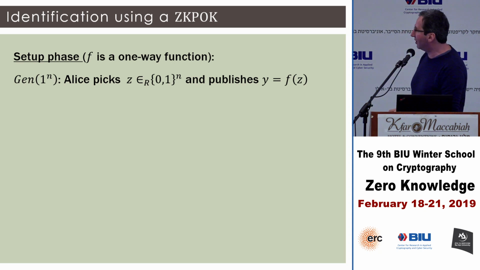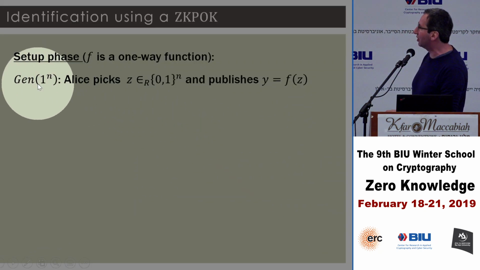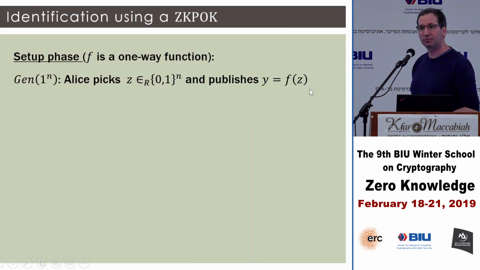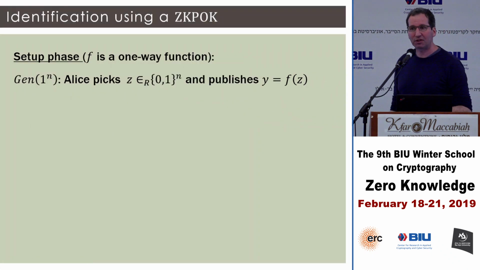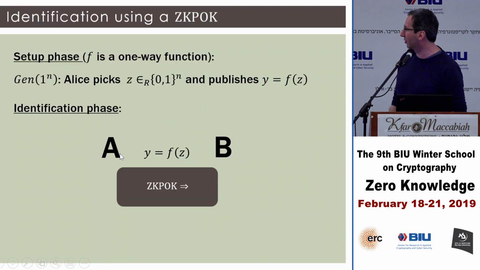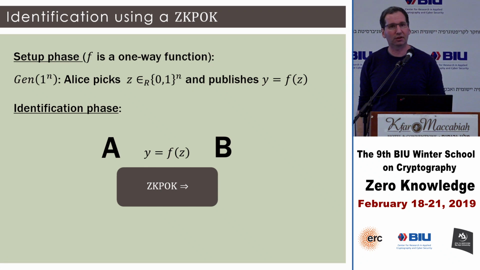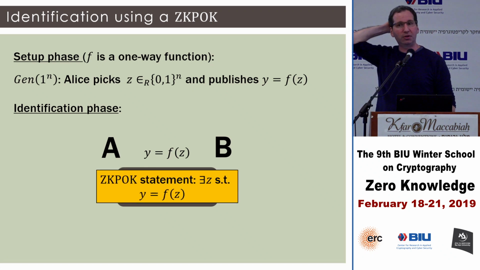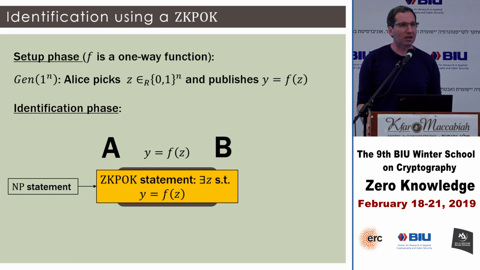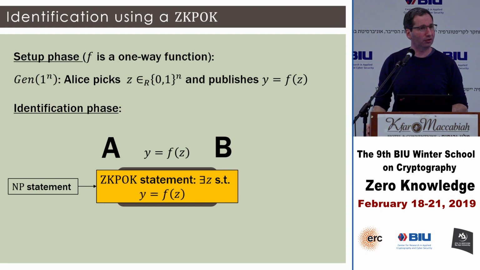So in the setup phase, we have a secret generation algorithm. Let's call it Gen. It gets a security parameter as input. And Alice picks a random input z to a one-way function, and publishes y equals f of z. So given y, it's infeasible on the average to find z, even though Alice knows the solution. And now at the identification phase, given that y is public, Alice uses the zero knowledge proof of knowledge to prove that she knows the preimage of f. She knows a z such that y equals f of z. This is an NP statement. We can do it in zero knowledge, assuming one-way functions.